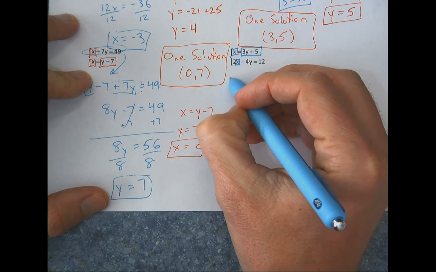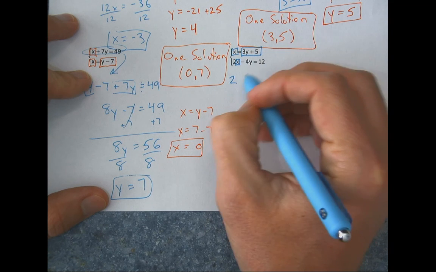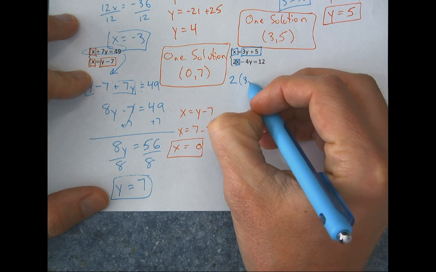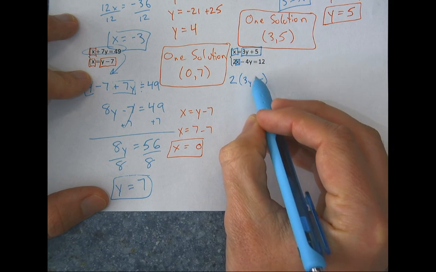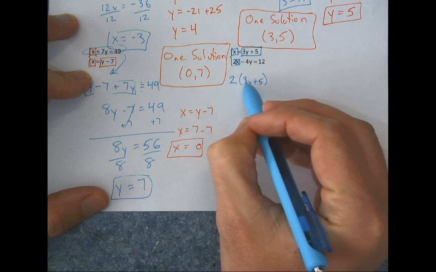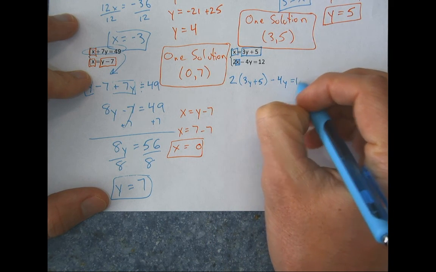So what's that going to look like? So the 2 is still there. It's times x, right? 2 times x. So it's 2 times this whole thing. So I'm going to put it in parentheses. That's the way you should do it. It's 2 times x. This is x. X equals 3y plus 5. It's 2 times this whole thing, and then just write the rest. Minus 4y equals 12.